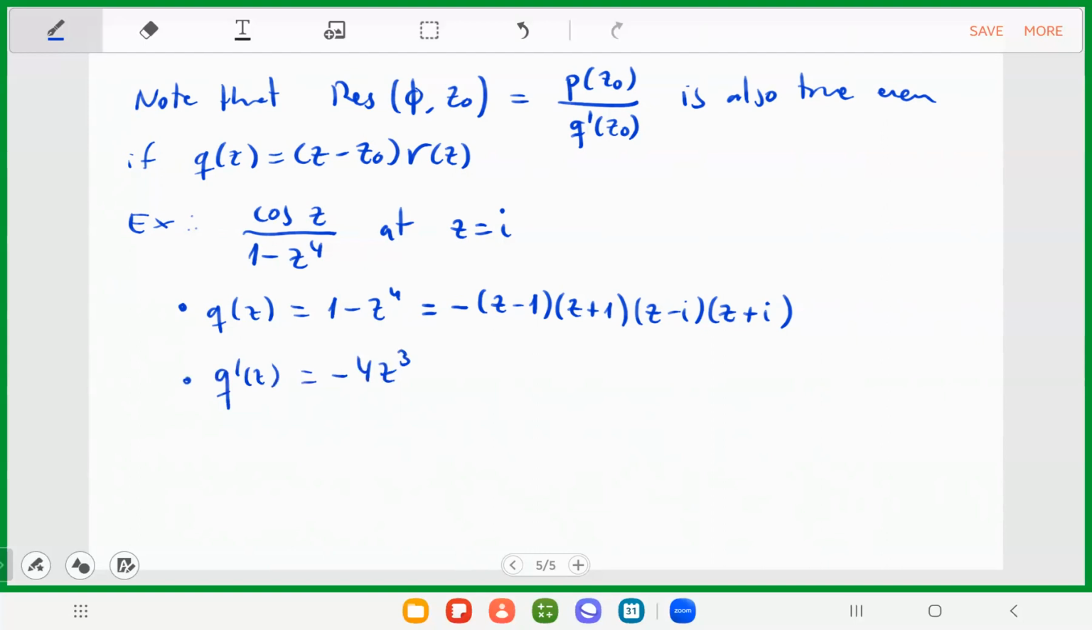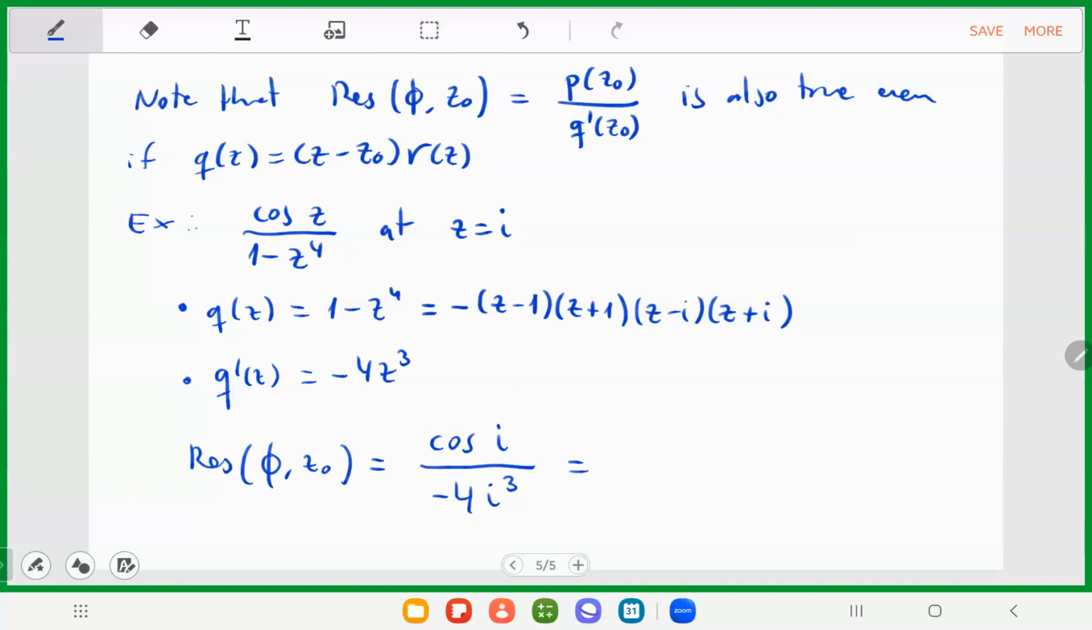So the residue could be found in either way, but in this case, it's easier to do it as P divided by Q prime, or cosine of i divided by minus 4i cubed. And the result has to be the same if you do it in one way or the other, because the residue is just one number. But this way is so much easier or faster.